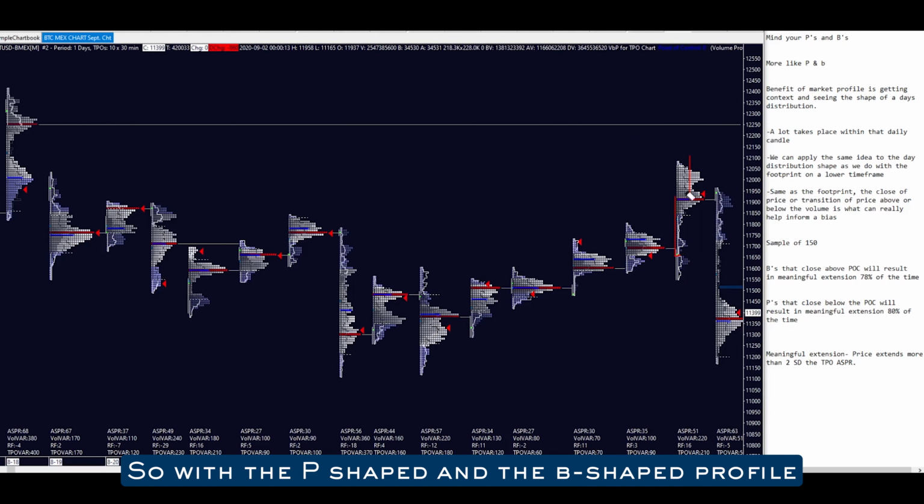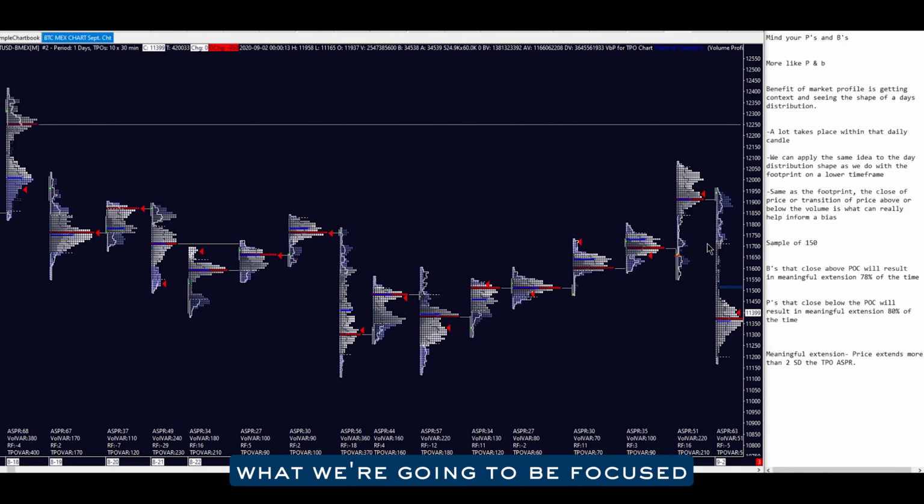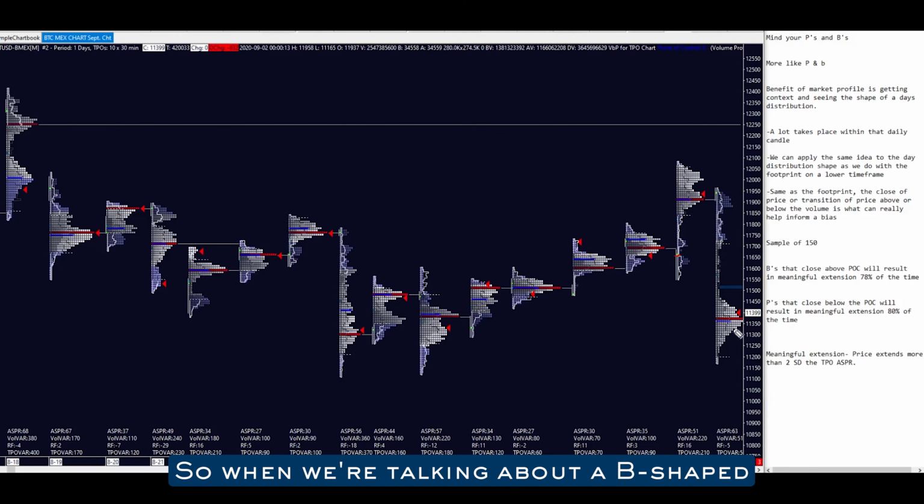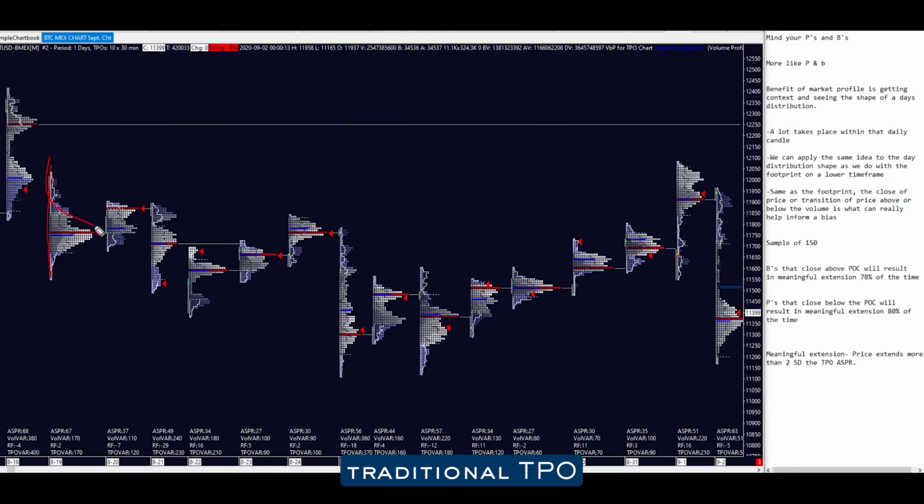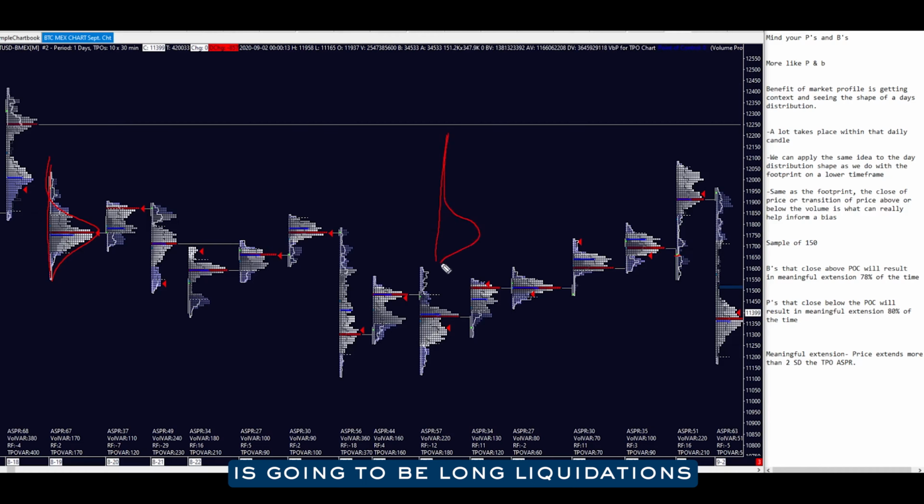So with the P-shape and the B-shape profile, the more actionable setups are going to be where we close in relation to the highest volume level. When we're talking about a B-shape profile, we're looking at something like this. Traditional TPO analysis is going to say that a profile like this is long liquidation. The market moves very quickly to the downside, a swift move, long liquidations, and then forms another balanced area, right? It moves from imbalance to balance.